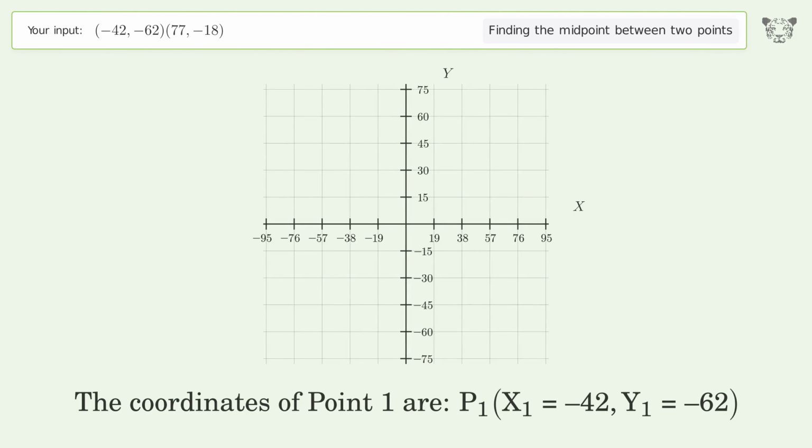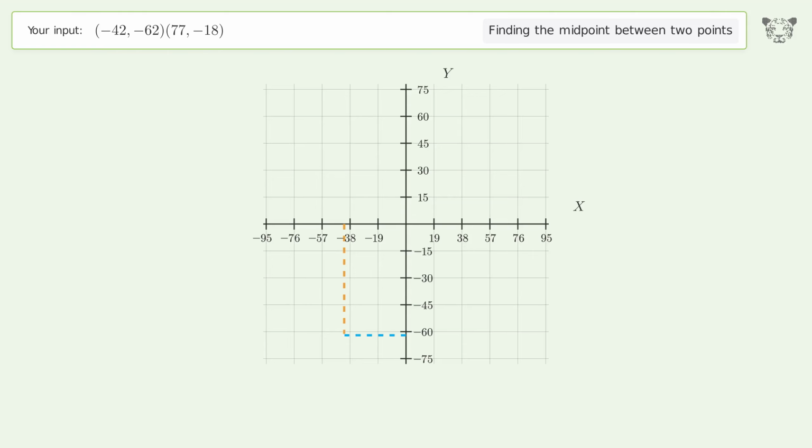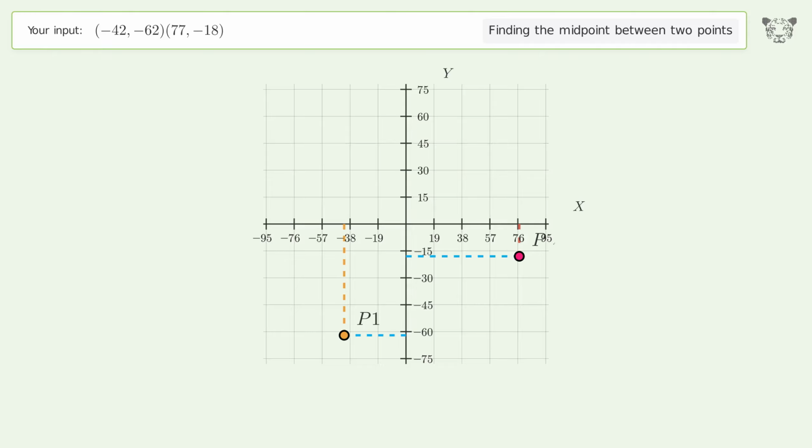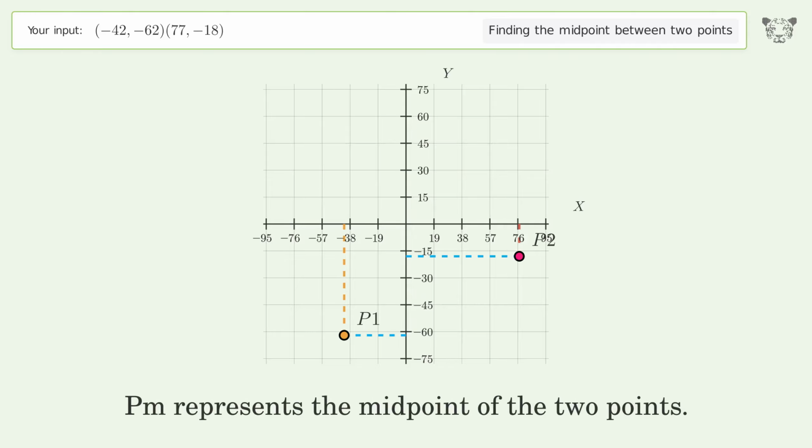The coordinates of point 1 are, x1 equals -42, y1 equals -62. The coordinates of point 2 are, x2 equals 77, y2 equals -18. PM represents the midpoint of the 2 points.